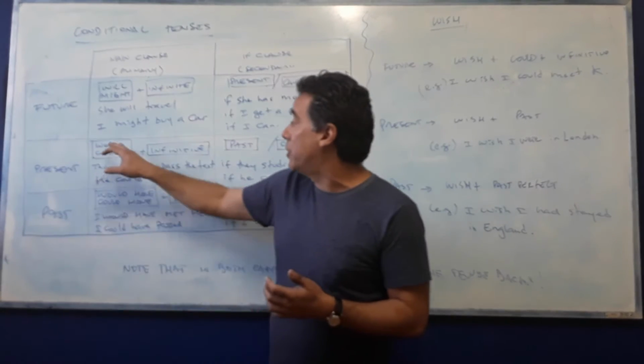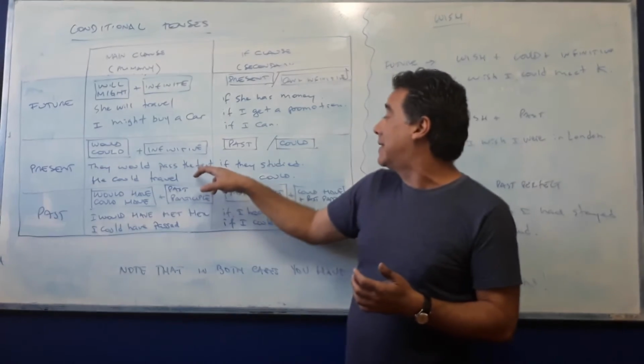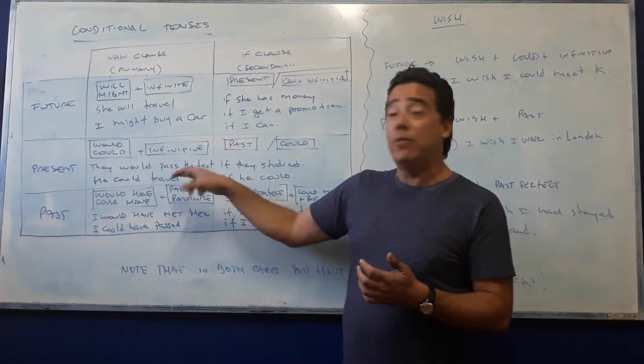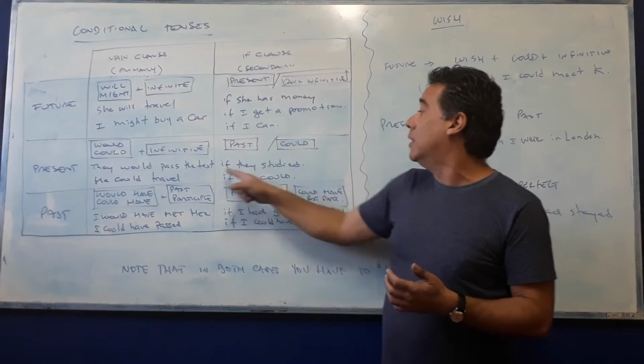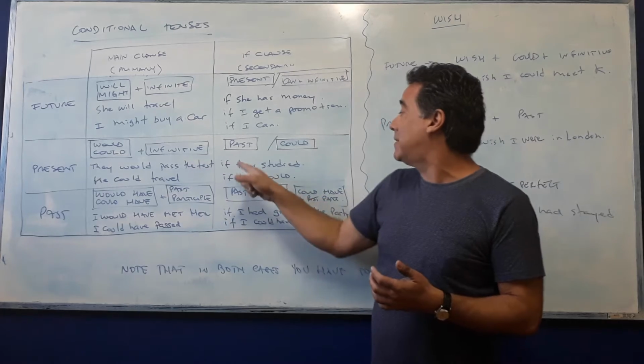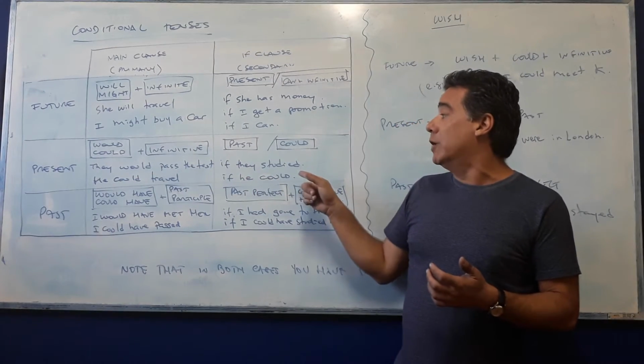In the present, we are going to use would or could plus the infinitive. So they would pass the test, he could travel, and in the second part, in the if clause, we're going to use the past or could. So they would pass the test if they studied. He could travel if he could.